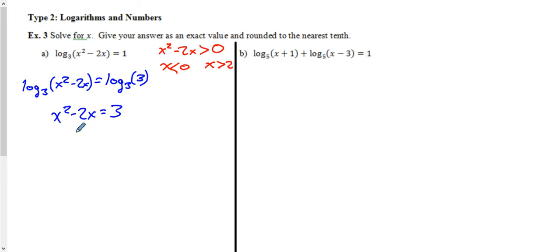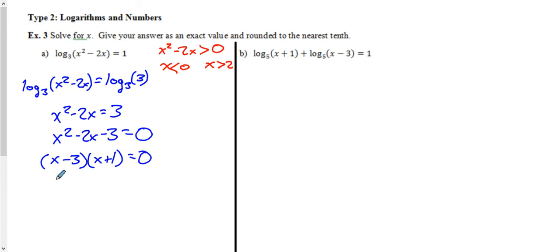And from here, I'm going to move this 3 to the left side, so I have x squared minus 2x minus 3 equals 0. And factoring to solve this now, I have x minus 3 and x plus 1 as my two factors equal to 0. So this here is now x equals positive 3, and this factor here is x equals negative 1.